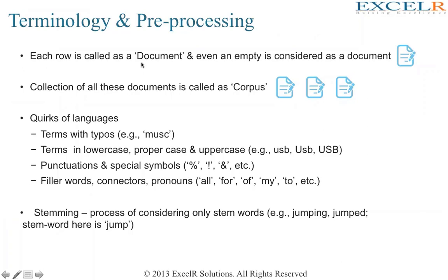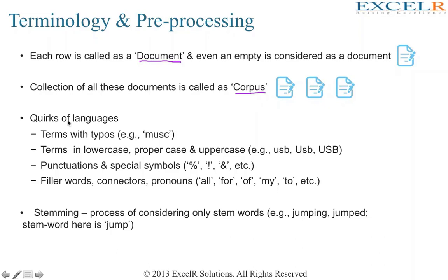First thing, let us understand the terminology here. If you have a document full of a collection of text, each row in that document is called a document. Even an empty row is considered a document. The collection of all these documents is called a corpus. Each review written on Amazon or Flipkart or Snapdeal, when you purchase a product and leave feedback, is a document. The collection of all those reviews is called a corpus.